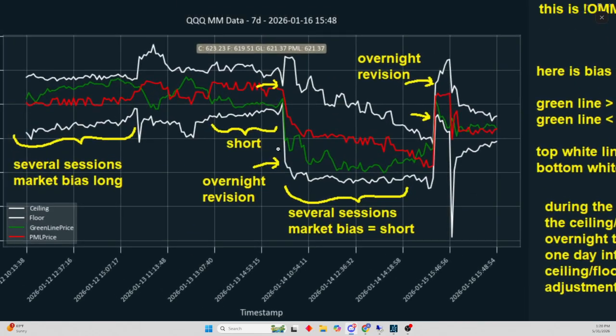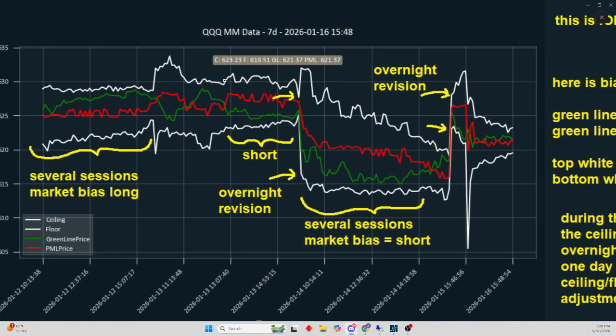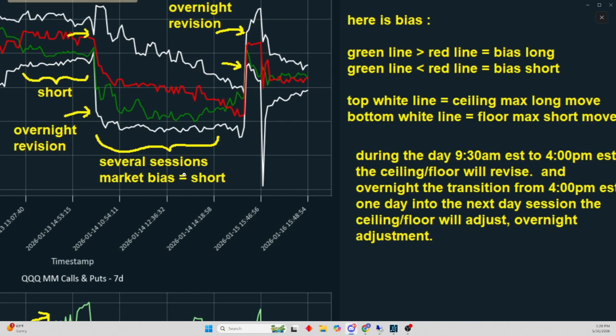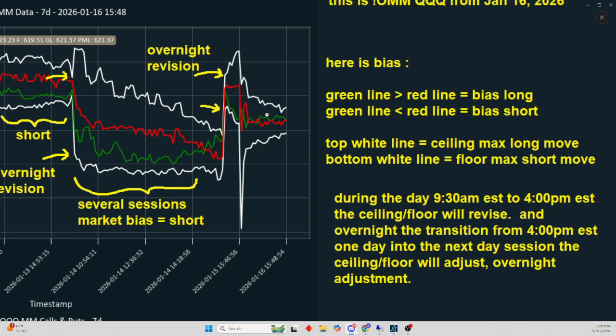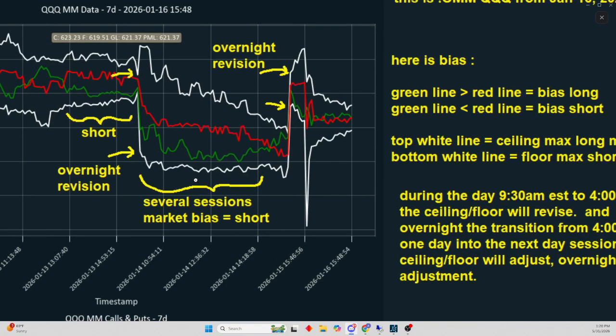There's a couple things to look at here. One, you have your ceiling, which is this white upper line, and the floor, which is this white lower line. Typically, you're going to see price maintain within that. You also have your green line, which is our current price, and red line, which is peak money line. Now, when the green line is above the red line, you're looking for continuation up to the ceiling. When the green line is below the red line, looking for continuation down to the floor, right? It doesn't have to reach those areas, but that's just the overall bias.